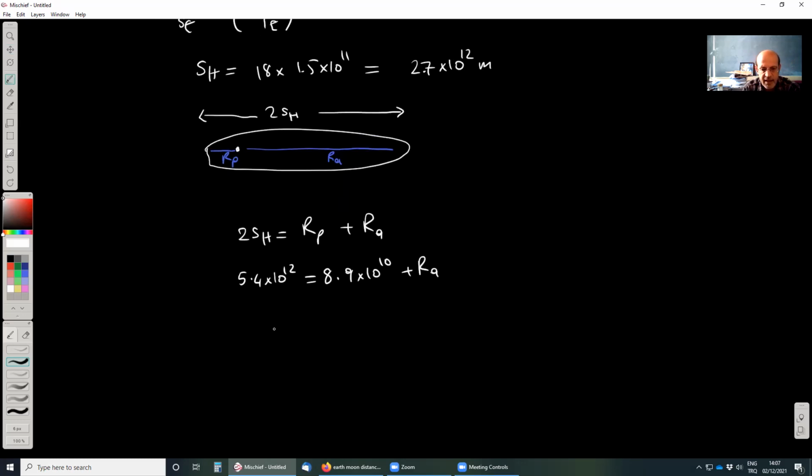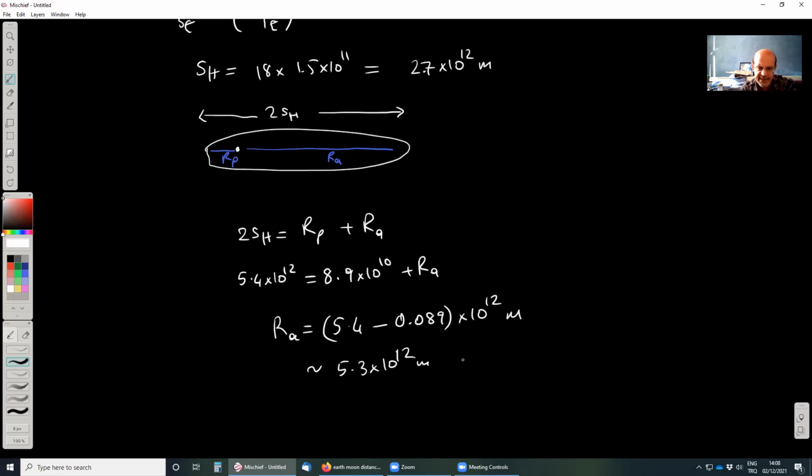So that means RA is equal to 5.4 minus 0.089 times 10 to the 12 meters. So that's going to be about 5.3 times 10 to the 12 meters. I mean, it's actually too far away from us.